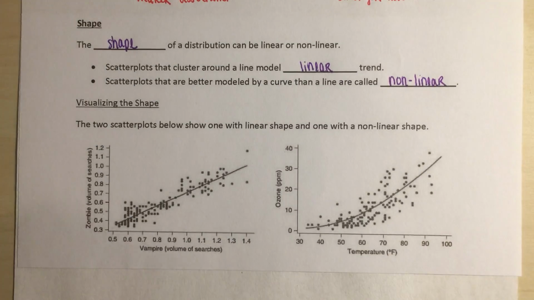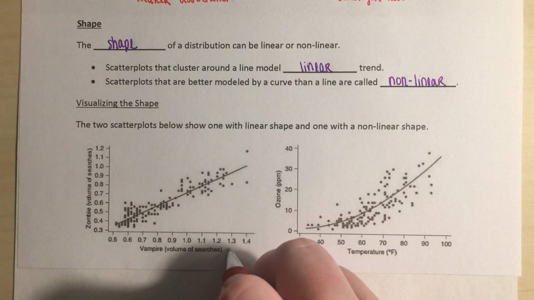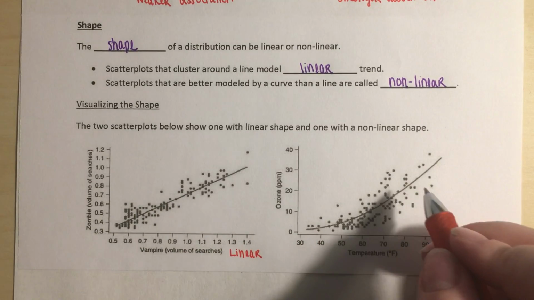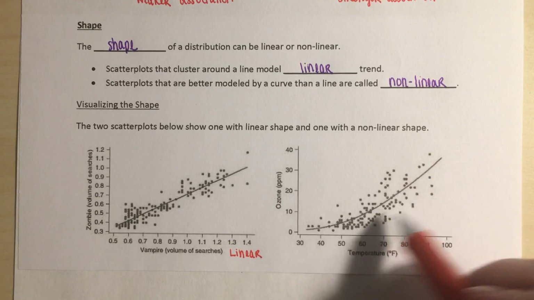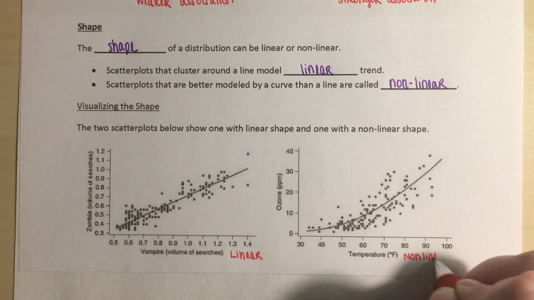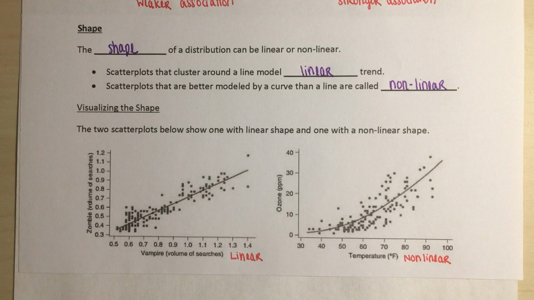Right? And what we see at the bottom of the page here is an example of each. So this one, we have a linear trend that is showing. And in this particular example, notice that this line is a little more curved. This is a non-linear trend. Non-linear shape.